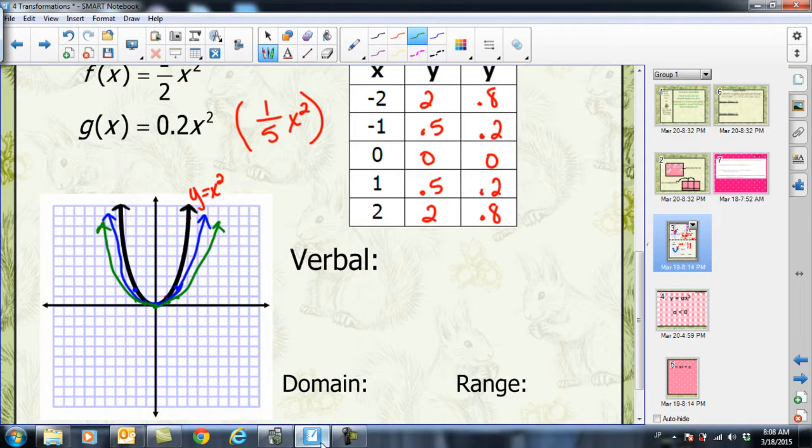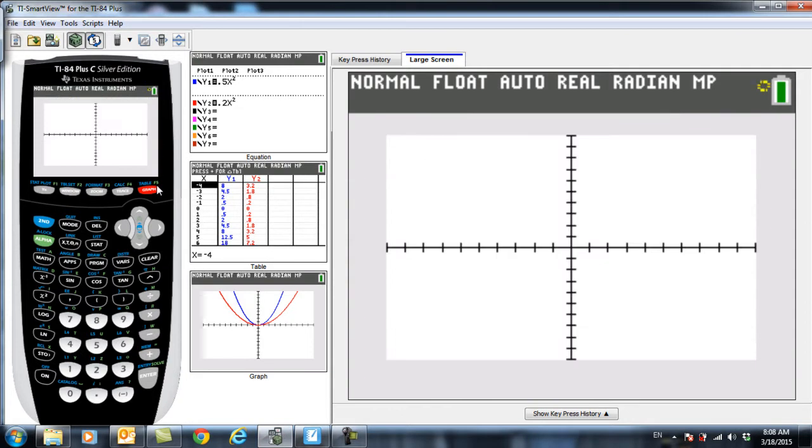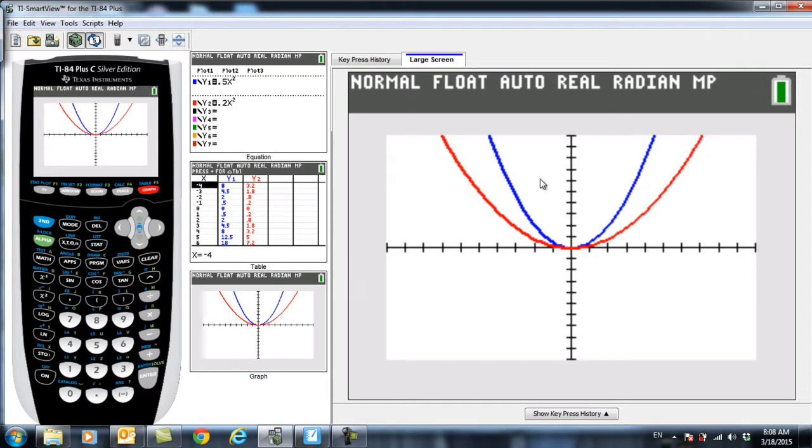And if it's hard to see on the graph that we just drew, because I feel like my points are all squinched up, if you graph them on your calculator, that first one is the 1/2 x squared, and the second one is the 1/5 x squared. And so the smaller the fraction got, the wider your parabola got. So the red one is definitely wider than the blue one.